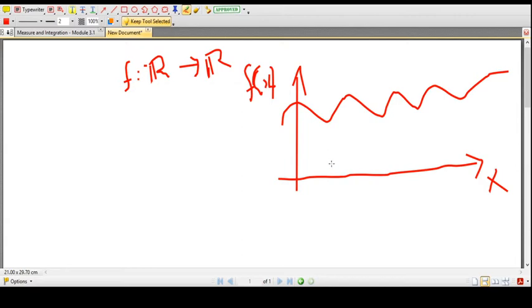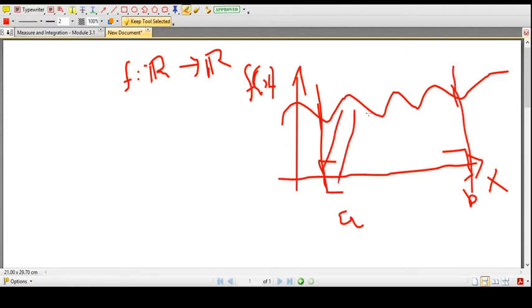In the domain, we take a closed interval [a, b]. In this interval, the part of the curve is as shown. Therefore, we have to integrate over this area, under this area.